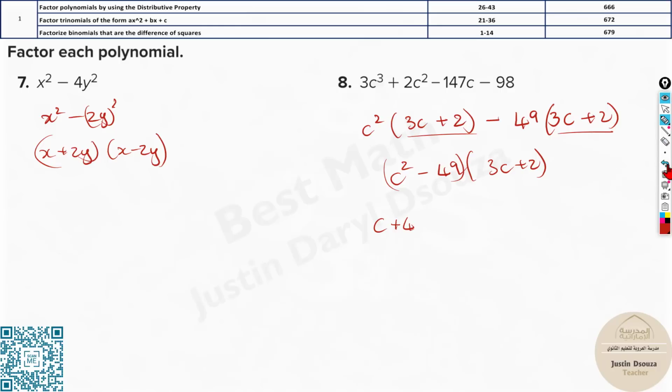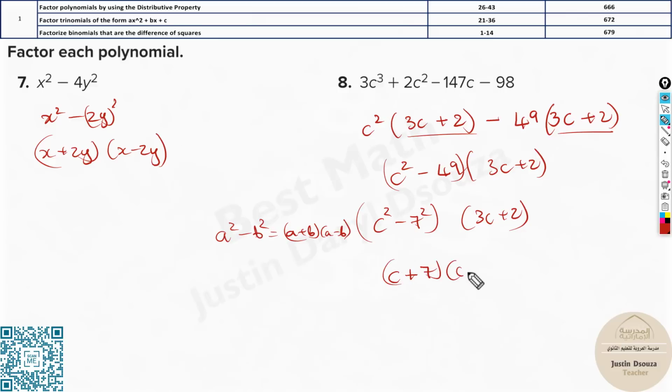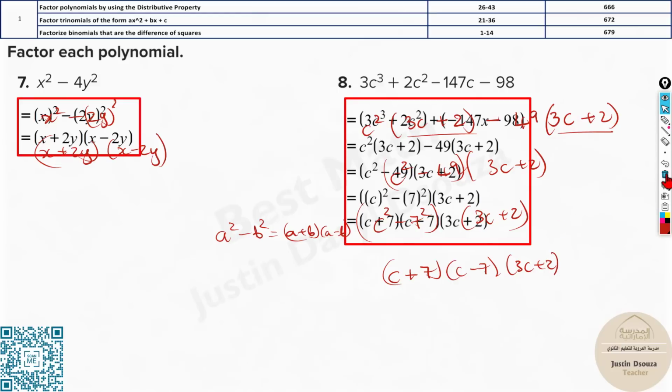Sorry, what am I doing? You should write over here c squared minus 7 squared. Let's do that step, that is very important. And now we will use the formula. It's better to write the formula of a squared minus b squared somewhere on the paper, maybe on the right side, extreme right or down somewhere, related to that question. It'll be a plus b, a minus b. So we have c plus 7, c minus 7, and we have 3c plus 2. So this is it. That's how we simplify it.